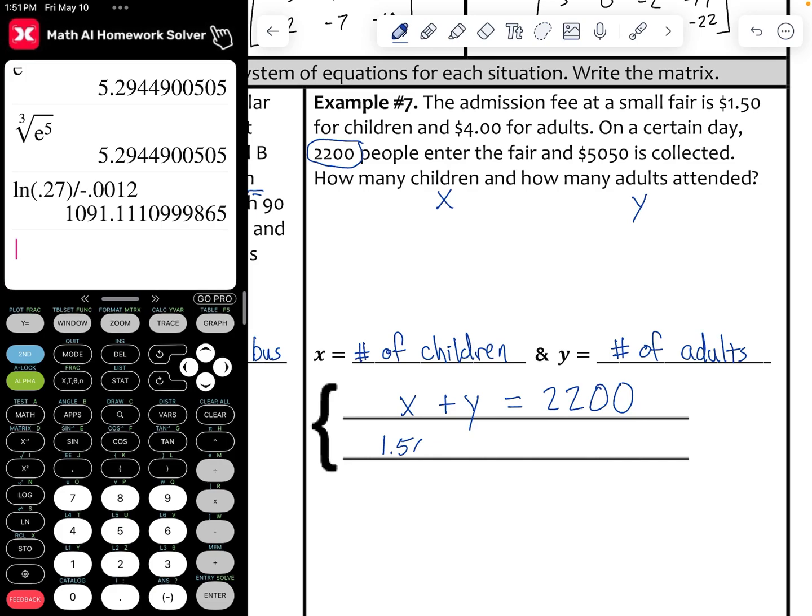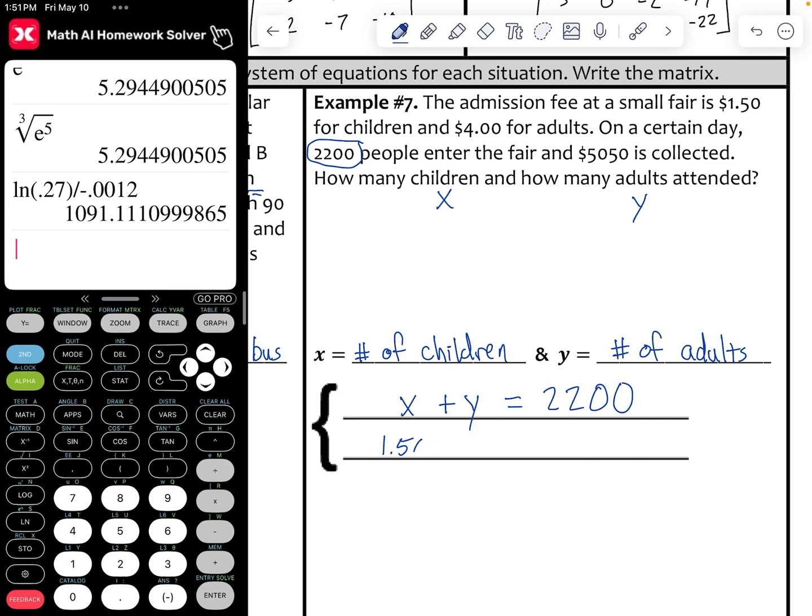Okay, and those are 2 equations, which we could then put into a matrix. Go ahead and do that down here. It does say there, write the matrix, so I'm going to go ahead and do that. And I'll go back to the last one also. X plus Y equals 2,200: 1X, 1Y, 2200. Then 1.5, same as 1.50, and then 4y, 5050.